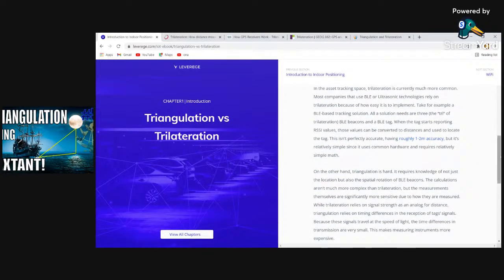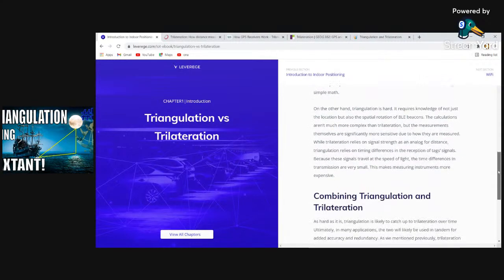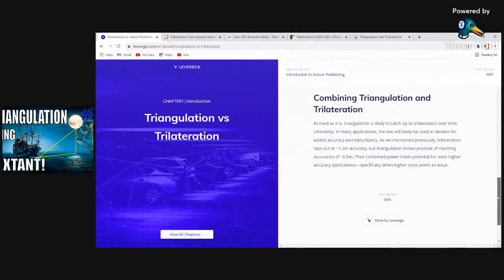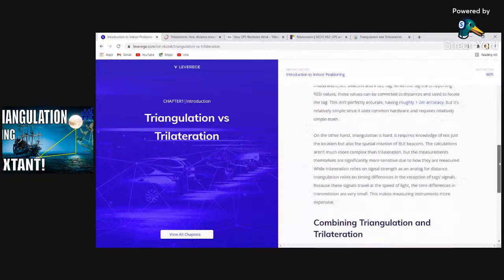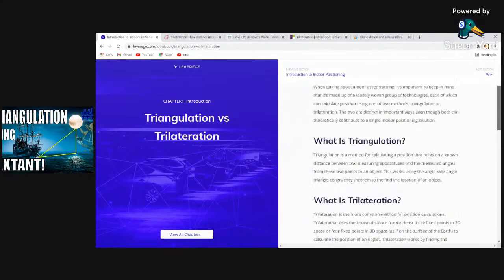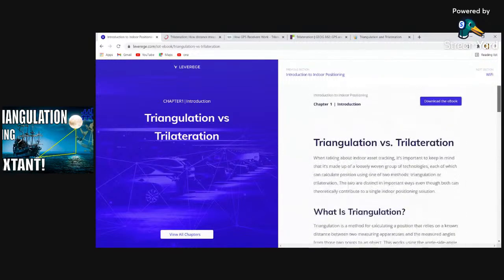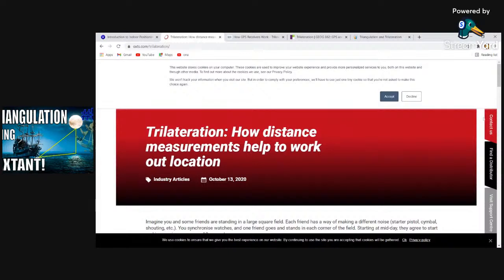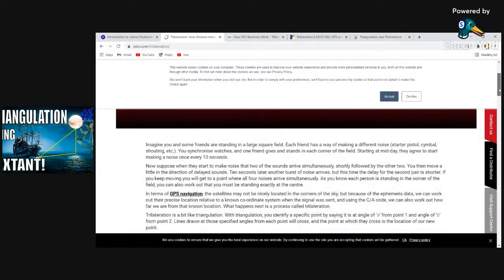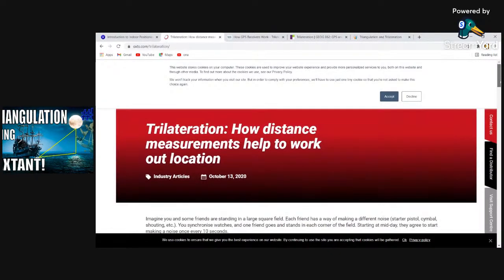So this triangulation versus trilateration conversation is all to do with technology. Why are we talking about technology when we're using an angle measuring device, a physical thing? Let's go to the next one. Trilateration: how distance measurements help to work out calculation. What about angles? Why are we not using angles? That's what we're doing with the sextant.